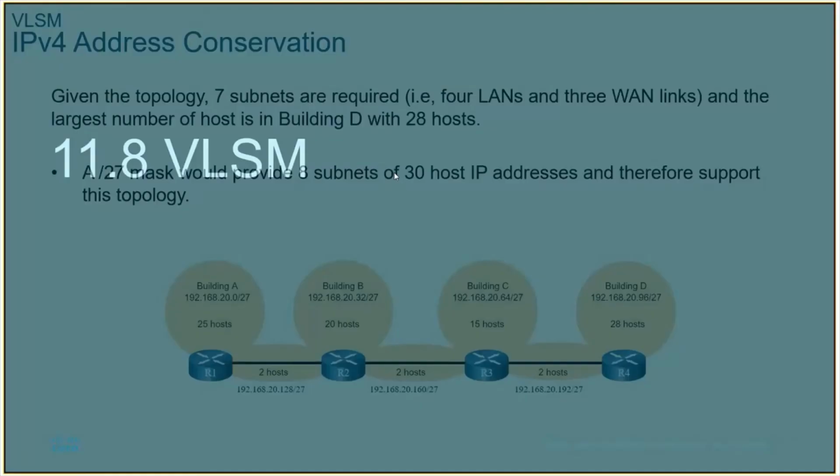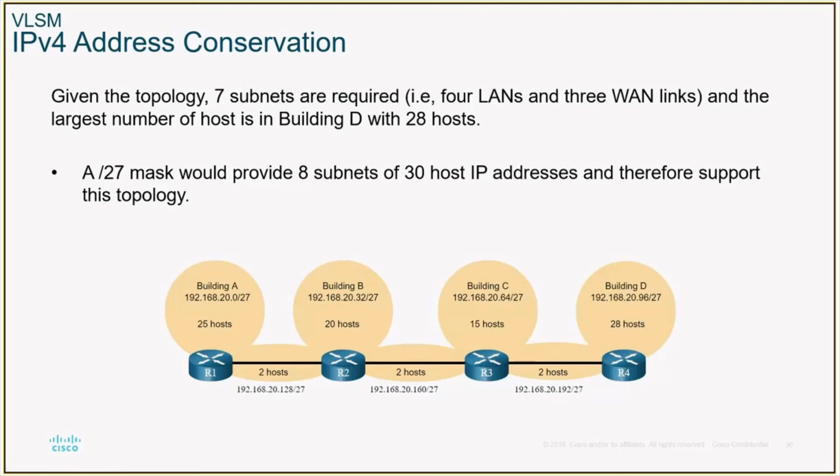And so VLSM, which stands for variable length subnet masking, you could have actually tailored every subnet exactly to its own needs. Instead of having the same, one size fits all, which is basically what that, with my poor drawing, shows. And so given the topology, 7 subnets are required. That is 4 LANs and 3 WAN links. And the largest number of hosts is in building D with 28 hosts. So here we've got 28 hosts. We've got another subnet here with 15, another with 20, and another with 25. And so these, of course, are the WAN links, wide area network links, and there's only 2 hosts required on those. And so we can actually tailor each subnet to their own needs.